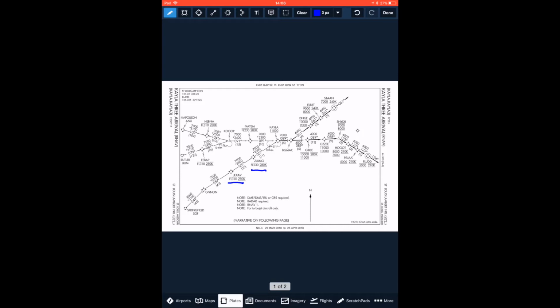Now, they can also change what's written on these stars. So, for example, if they told you you are cleared to descend via the Kayla 3 arrival, except cross NATIM at flight level 200. So you would begin at the Napoleon VOR, do everything normally, flight level 310, 280 knots, except here at NATIM, instead of crossing at 220 or flight level 230, you would cross at flight level 200. And then from there, you would continue, then cross Kayla above 11,000, and so on and so forth.